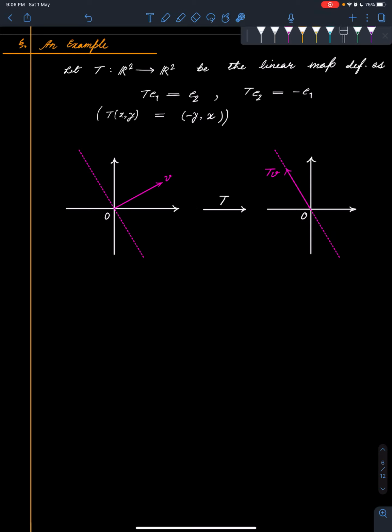So T does not have any eigenvectors because there is no one-dimensional T invariant subspace, since whenever you pick a one-dimensional subspace and apply T to it, you get something perpendicular to it. So there is no one-dimensional T invariant subspace, and therefore T cannot have an eigenvalue. The operator T does not have an eigenvalue. Because if it had an eigenvalue, it would have an eigenvector, and therefore it would have a one-dimensional T invariant subspace, which it does not.